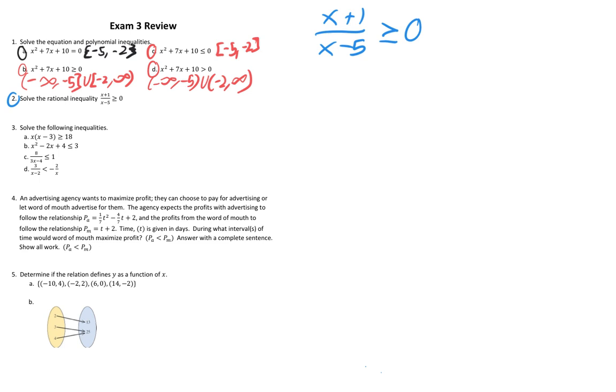So we have our zeros are going to be when our numerator is equal to 0. So x plus 1 is equal to 0. So we're going to subtract 1 on both sides. So zero at x is equal to -1.